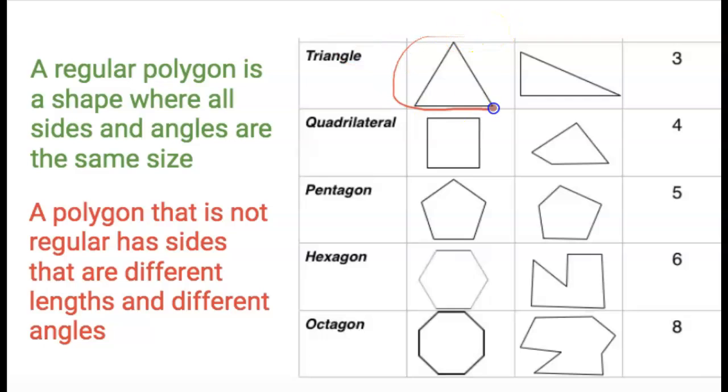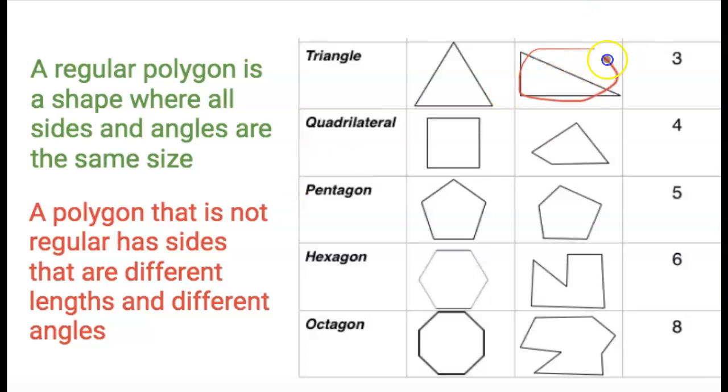So that would be a triangle with all three sides the same length. That would be a quadrilateral with all four sides the same length, which we also call a square. That would be a pentagon with all sides the same length, a hexagon with all sides the same length, and an octagon with all sides the same length. Now you can be a polygon and have sides that are different lengths. Okay, that would mean you are not regular.